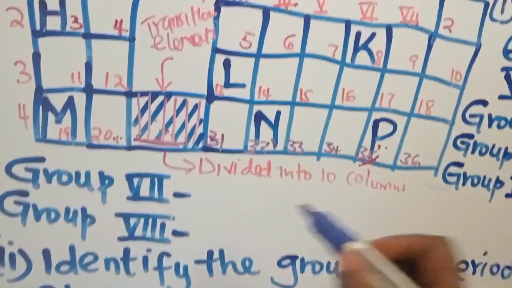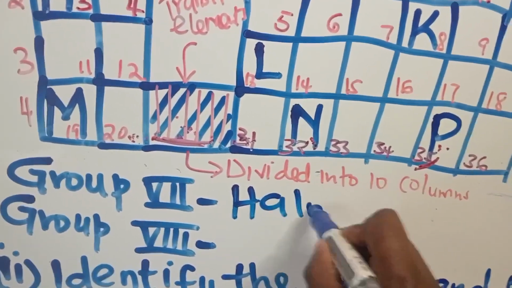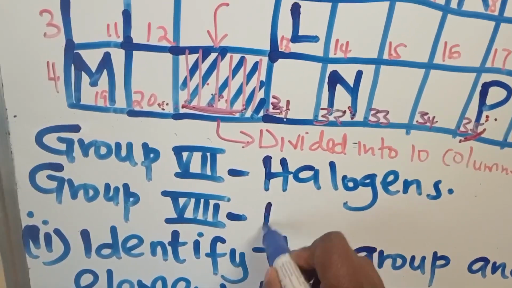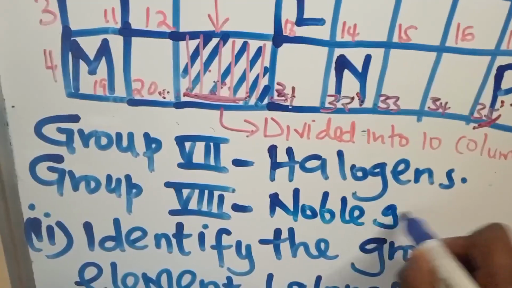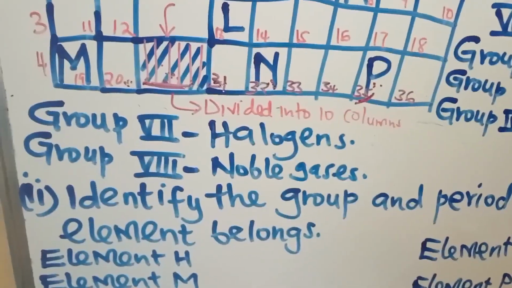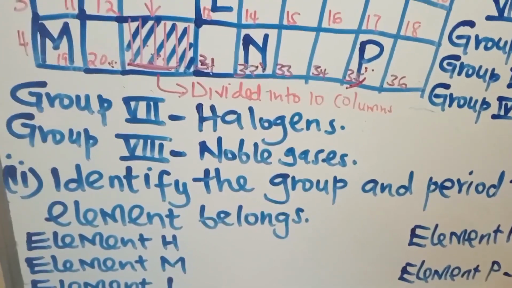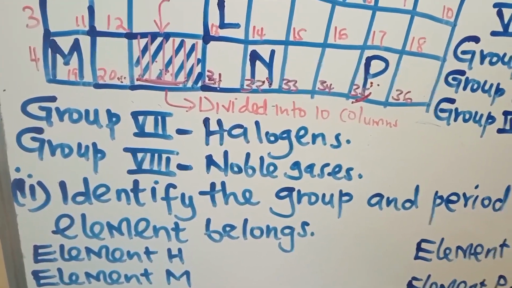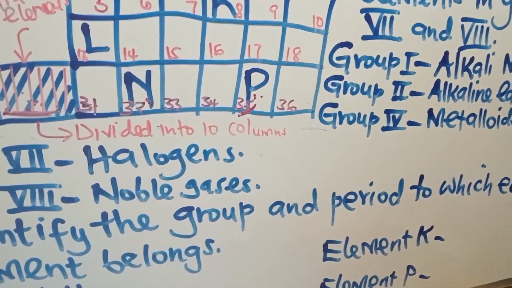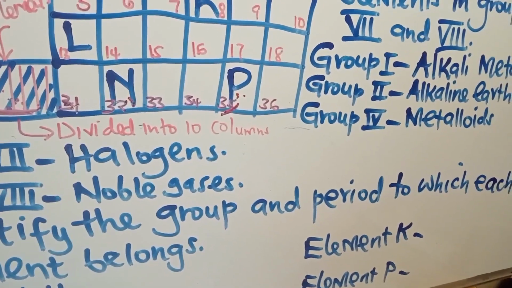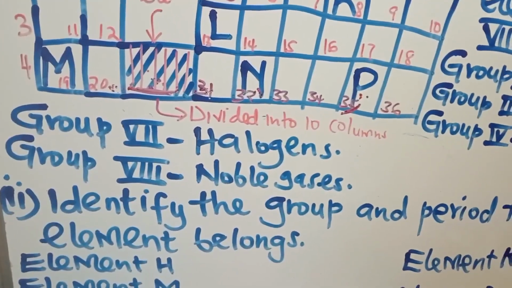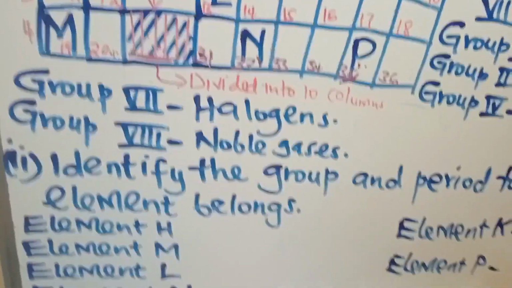Then group 7, they are known as the halogens. Group 8, they are called the noble gases. They are noble. They neither gain nor lose. They are just stable. For group 4, as I said, they can gain and they can also lose. So for group 4, we can use the word either: they either gain or lose. For group 8, they neither gain nor lose.